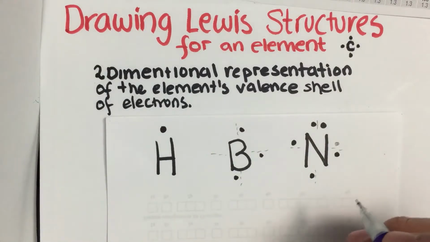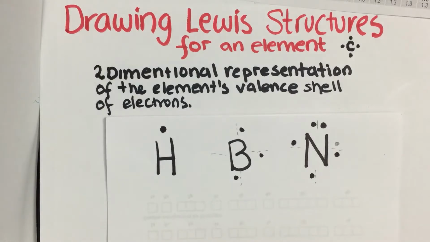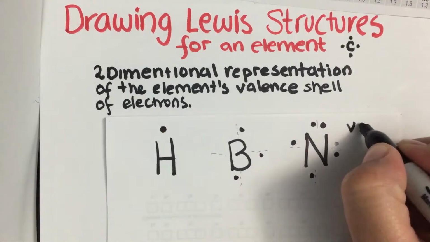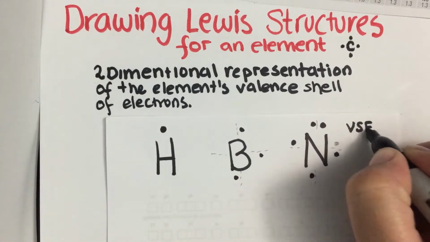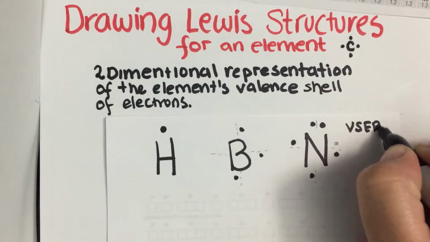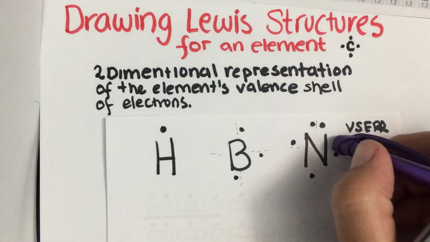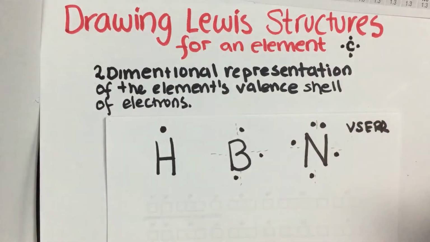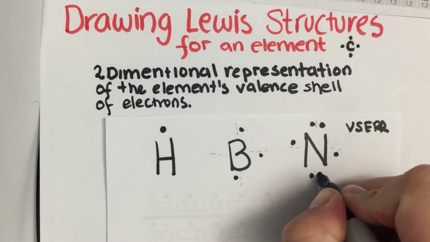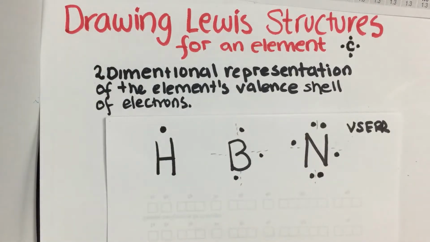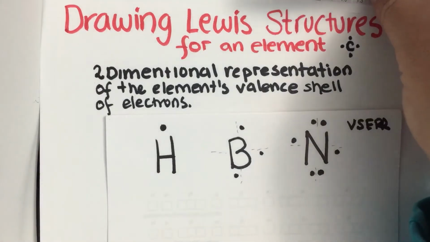But we need to take into account another theory, VSEPR theory, which tells us that electrons are located as far away from each other as possible because negative charges repel. So that means the location of this last electron is not here, but as far away from the rest as possible.